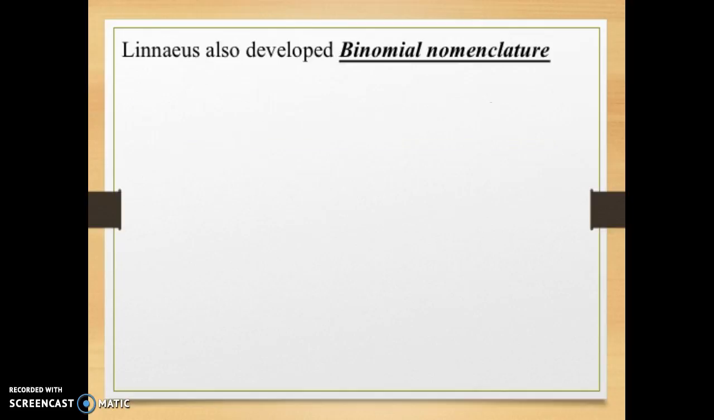So, binomial nomenclature. Yesterday we talked about Carl Linnaeus. Linnaeus also developed the idea of binomial nomenclature. Binomial nomenclature is a two-part naming system, and we tend to use the Latin name for a species.